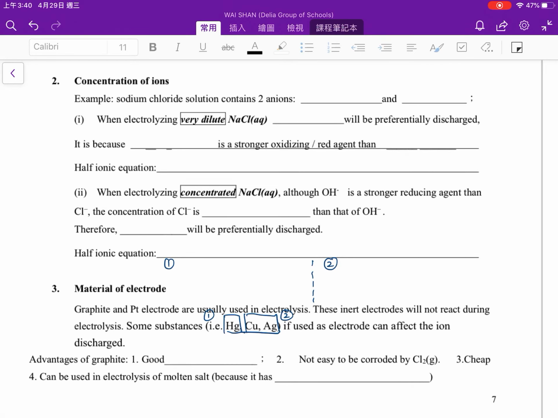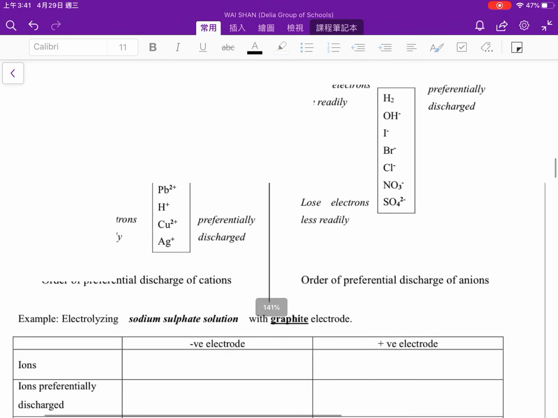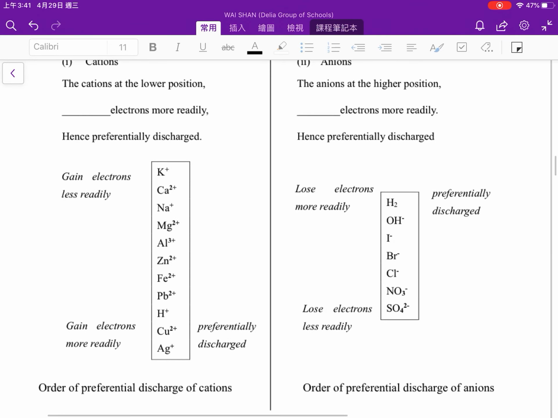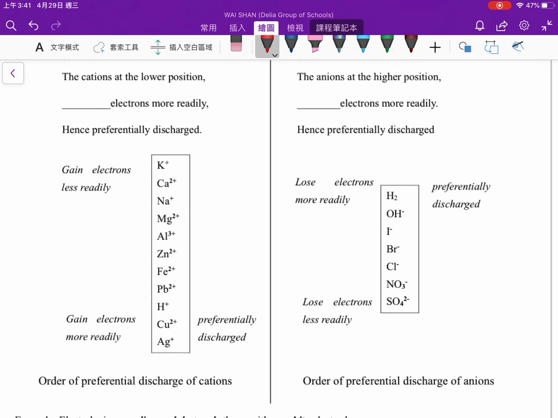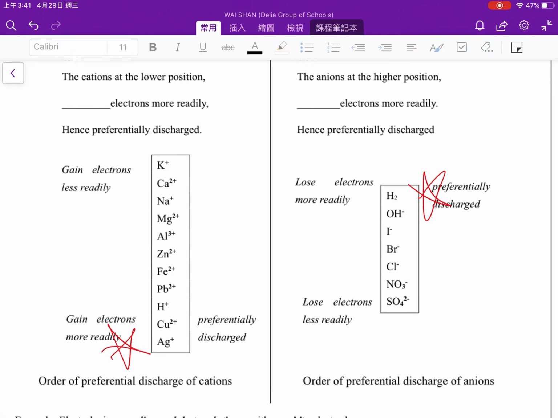Alright, for electrolysis of some aqueous solution, because there will be more than one cation and more than one anion, we have to define which ion will preferentially discharge. And we have learned that the first reason we have to consider is the ECS, which is this one, right? For the cation, the lower one will preferentially discharge. For anion, the upper one will preferentially discharge.